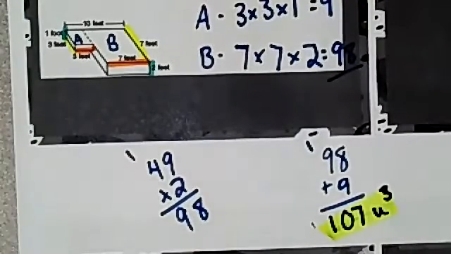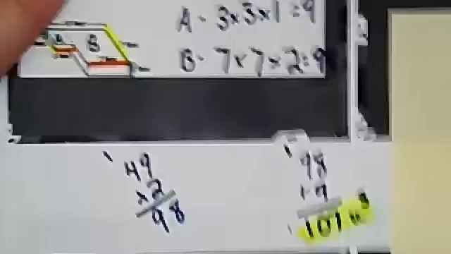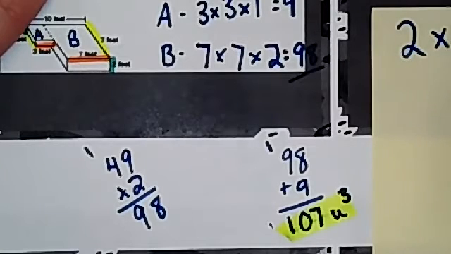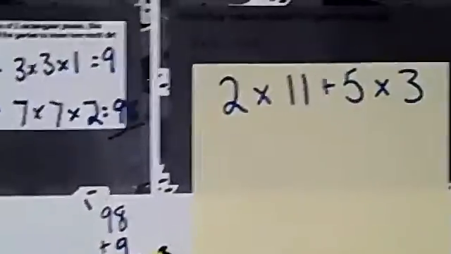All right. I want everybody to grab a Post-it for this one. Grab a Post-it and let's write it down. 2 times 11 plus 5 times 3. Grab a Post-it. The kid in the second seat should have the Post-its.